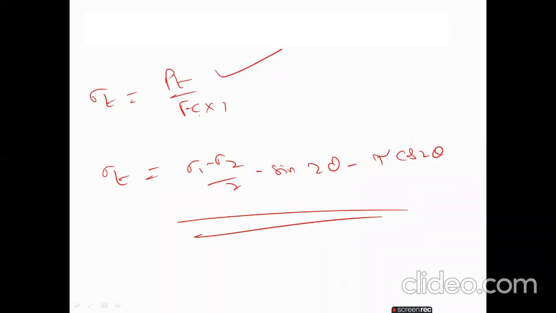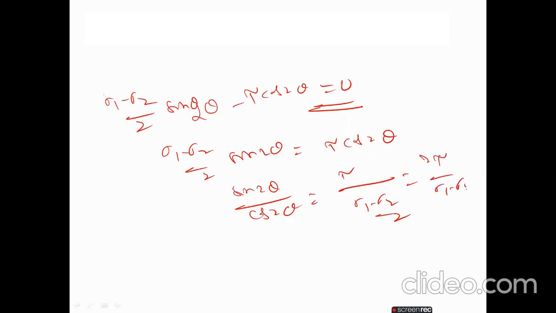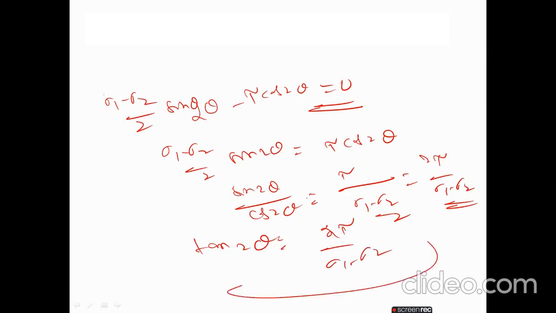Now the position of the principal planes, what happens when sigma t equal to 0? Same like that, if this tangential force equals 0, you will get the tan 2 theta formula. I will tell you that sigma 1 minus sigma 2 by 2 sin 2 theta minus tau into cos 2 theta equal to 0. Sigma 1 minus sigma 2 by 2 sin 2 theta equal to tau into cos 2 theta. Then sin 2 theta by cos 2 theta equal to tau by sigma 1 minus sigma 2 by 2. So tan 2 theta equal to 2 tau by sigma 1 minus sigma 2.